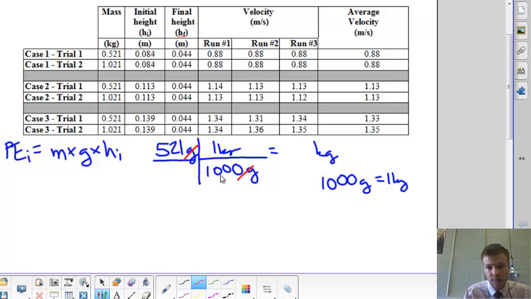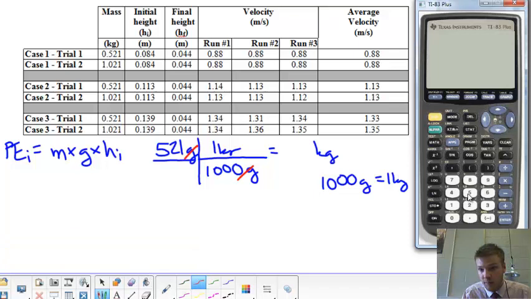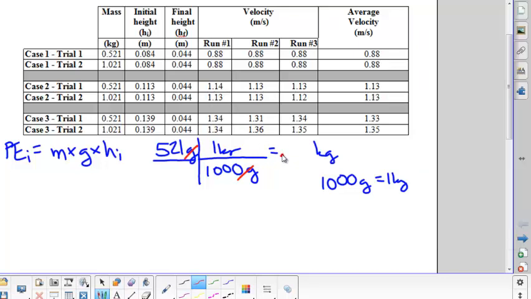The number's still there. 521 divided by 1,000, I can do it quickly by moving the decimal, or I can plug that into my calculator. 521 divided by 1,000, enter, gives me 0.521. So now I know that I have 0.521 kilograms, which is actually what I have right here. I'm not going to show that conversion from here on out.